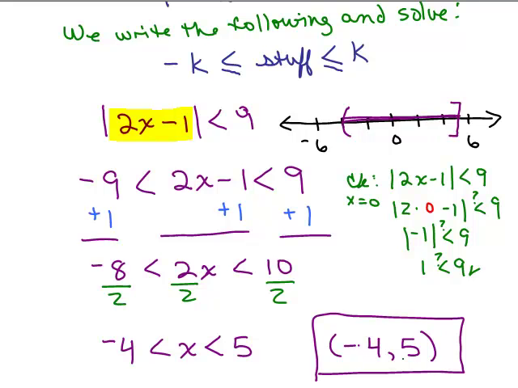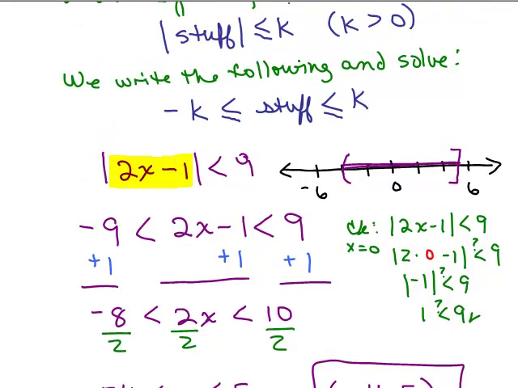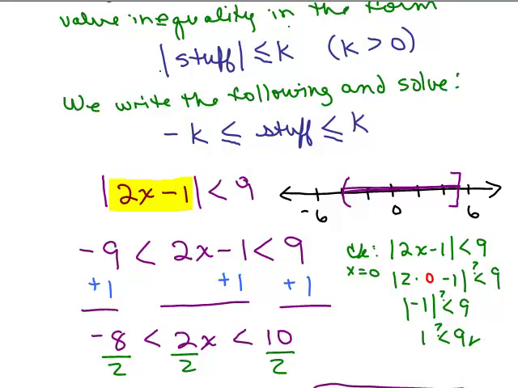Here's the solution in interval notation. So remember, the key is to have something in this form: absolute value of some stuff is less than or equal to a positive number. Then we write negative of that positive number. So if k was 5, we would write negative 5. In this case, k was 9, so we wrote negative 9. The stuff, what am I talking about? That's the stuff inside the absolute value sign. So in this case, it was 2x minus 1. Right, so let's try another example.